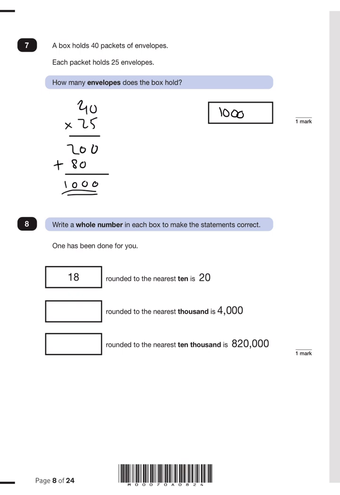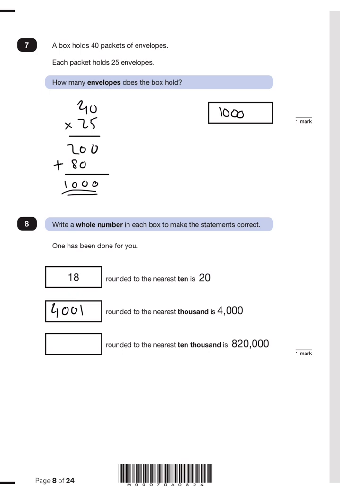Number 8. Write a whole number in each box to make the statements correct. One has been done for you. 18 rounded to the nearest 10 is 20. Blank rounded to the nearest 1,000 is 4,000. So I'm going to write 4,000. And if we do 4,001, for example, if you round that to the nearest 1,000, we'll end up with 4,000.